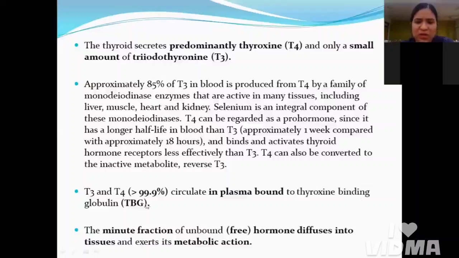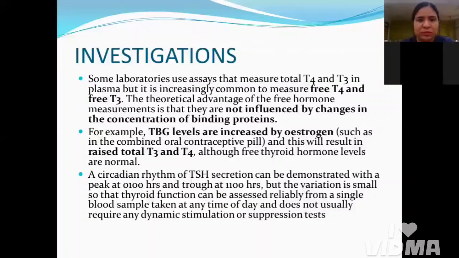More than 99.9% of this T3 and T4 circulates in the plasma bound to thyroxine binding globulin, that is TBG. Okay, this is a protein. So most of the thyroid hormones are protein bound. And the minute fraction of unbound free hormone, less than 0.1%, diffuses into the tissues and exerts its metabolic action.